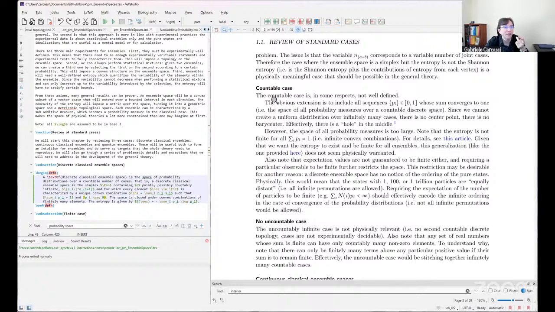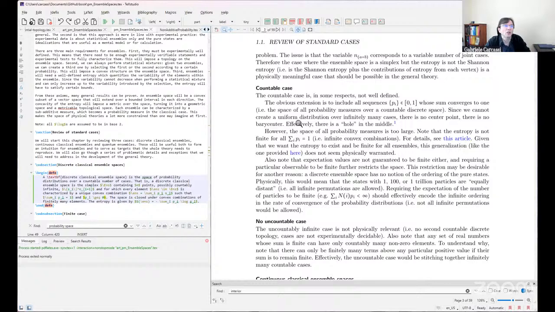In the countable case, you can imagine that you don't have 5 elements, 6 elements, but you have infinitely many. So again, if we have a number of particles, there is no maximum number of particles. In principle, we could have a distribution over arbitrarily many particles. It's not really infinite because we're not going to have infinitely many particles. Each case is finite, but there is no maximum. That's basically what the countable case is for. So the opposite extension is to include all sequences, all the p_i, whose sum converges to 1. And this would be the space of all probability measures over a countable discrete space.